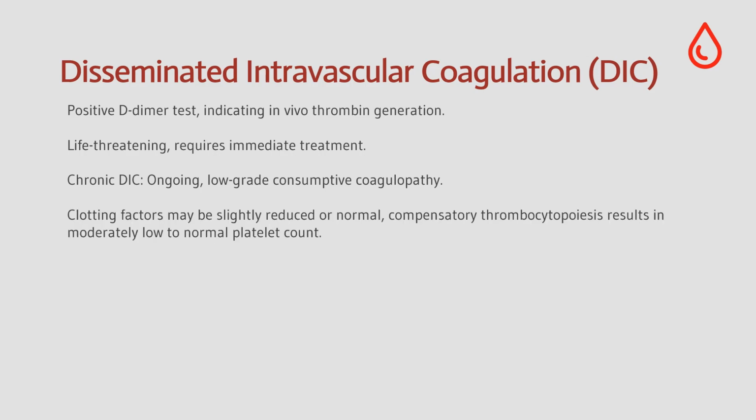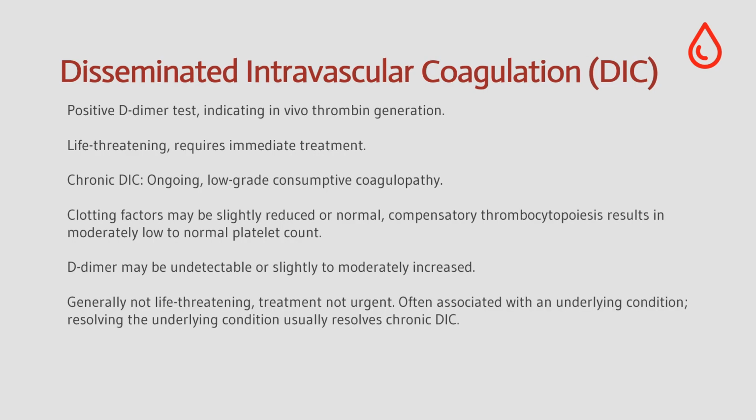Clotting factors may be slightly reduced or normal, and compensatory thrombocytopoiesis results in a moderately low to normal platelet count. D-dimer may be undetectable or slightly to moderately increased. It is generally not life-threatening, and treatment is not urgent. It is often associated with an underlying condition, and resolving the underlying condition usually resolves chronic DIC.